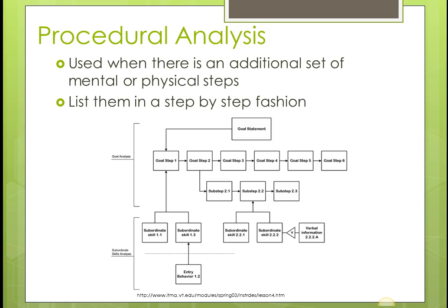The procedural analysis is used when there are additional steps. These can be mental or physical steps. And as you can see in the flow below, the subordinate steps are listed, and sub-steps are placed there too. So steps 1 through 5, goals 1 through 5, are the original ones. Substep 2.1, 2.2, 2.3 are subordinate steps. That's what we're looking at today.